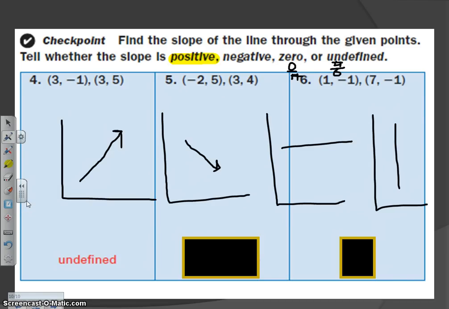Again, pick an x, pick a y. Start with y's. Pick a y, subtract a y over x minus x.